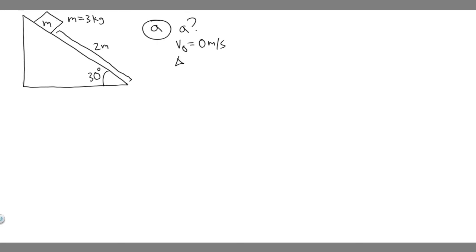We know the distance it's going to travel, delta x, and we're also given the time it takes, 1.5 seconds. So if you notice, we're given a bunch of these kinematic variables, and then we're just going to solve it using kinematics.